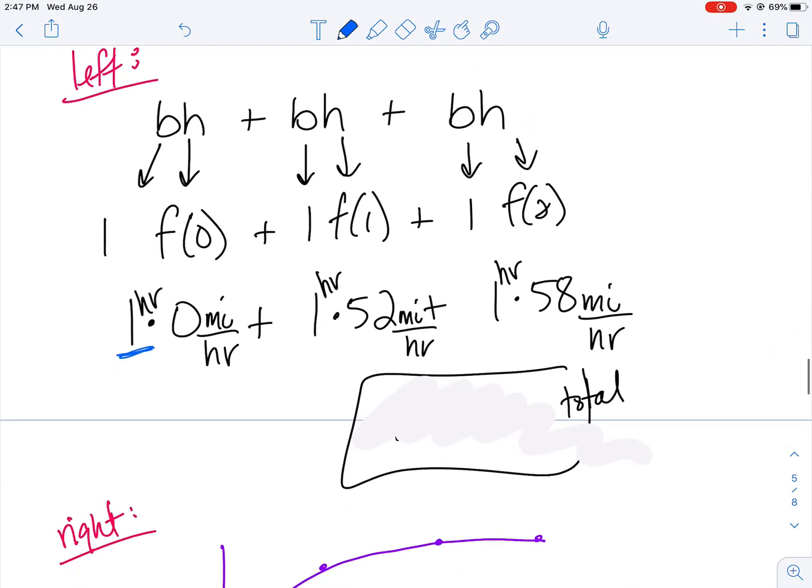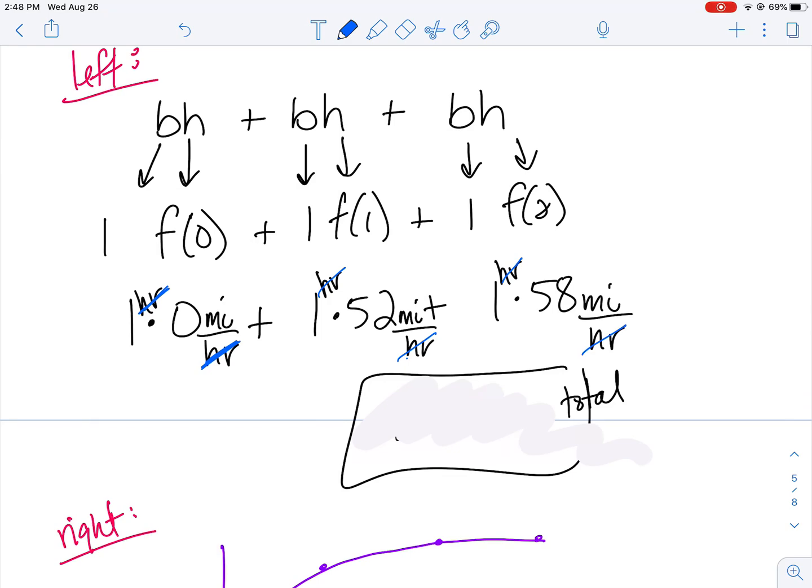So if I go down here and put my units, do you notice I put 0 miles per hour? Then I had my 1 hour and I went 52 miles per hour. Then I have my 1 hour and I went 58 miles per hour. You notice that I have my units in here because that's going to help me figure out what my answer really means. And you might notice that the hour in the numerator and the hour in the denominator cancel. And so all I'm left with is miles, right?